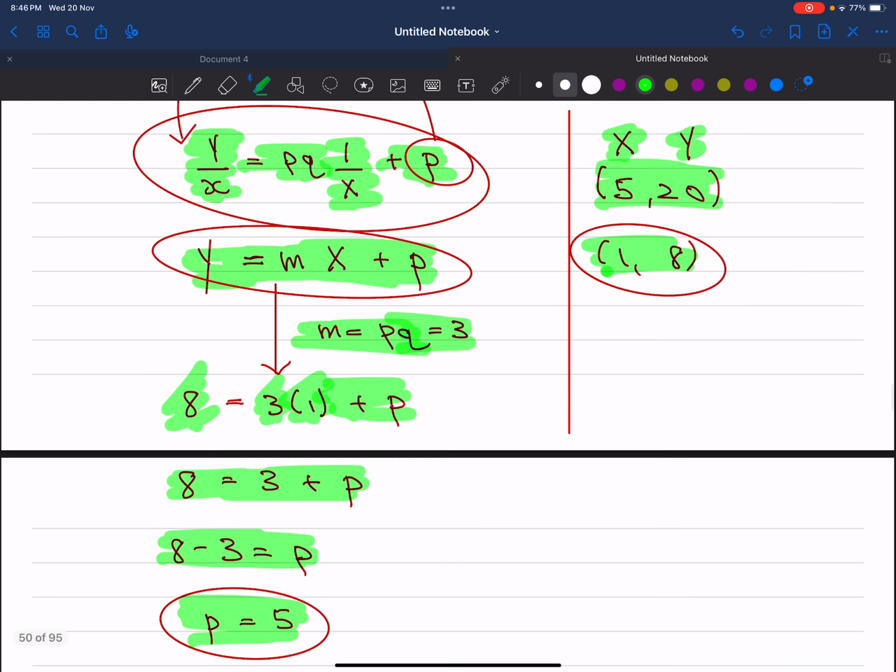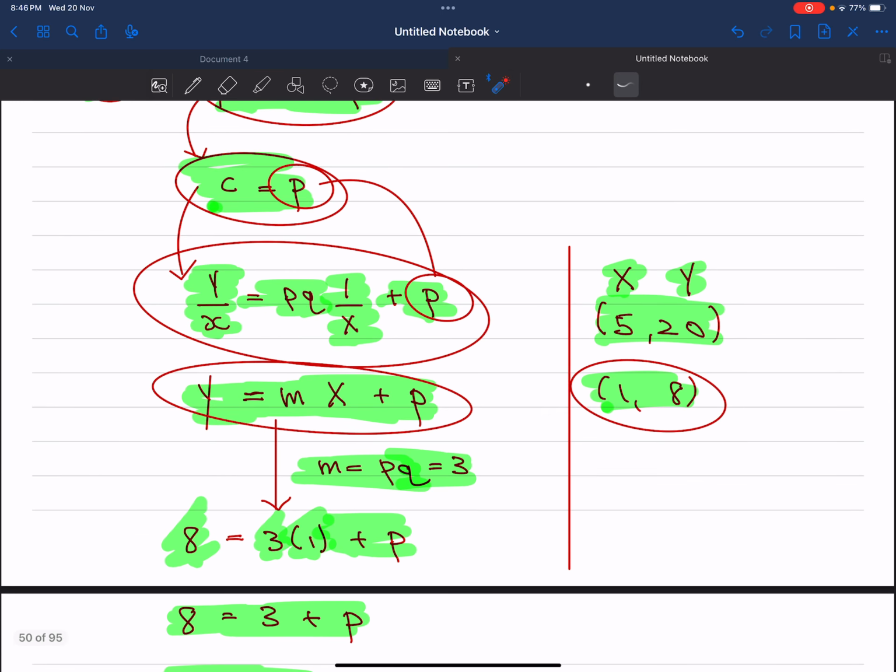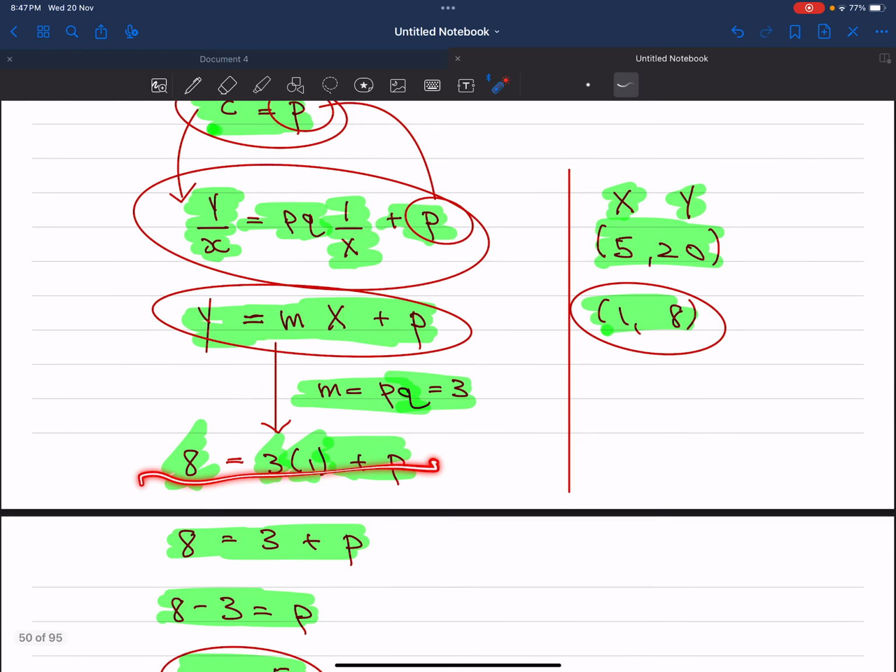Okay? And be very careful over here. I substitute this capital Y, capital X with one of these coordinates. I've chosen the easy one. The 8 is the capital Y. The 1 is the capital X. I substitute the gradient M, which is pq, which is 3 from the earlier part. So substitute everything, and we can get our answer.